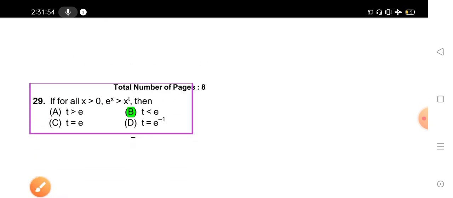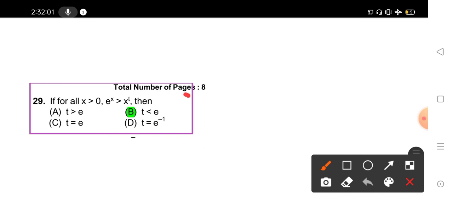Next question: if for all x greater than 0, e raised to x is greater than x raised to t, this is a repeated question. Then t is less than e.